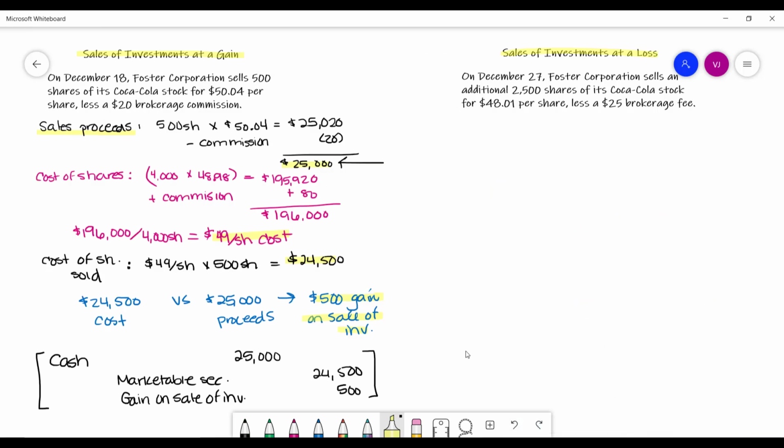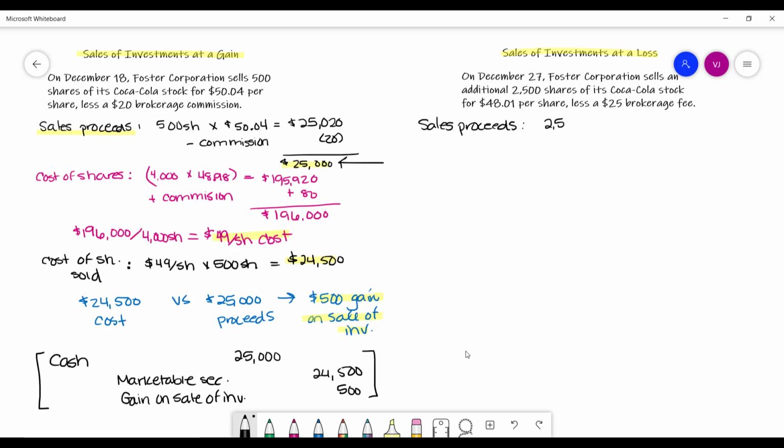Now let's look at the opposite situation when we're selling investments at a loss. So on December 18th, they sold these 500 shares of Coca-Cola stock at a gain, but then on December 27th, Foster Corporation sold an additional 2,500 shares of its Coca-Cola stock, but for $48.01 per share, less a $25 brokerage fee. So again, the first thing you want to do is find the sales proceeds from selling these shares.